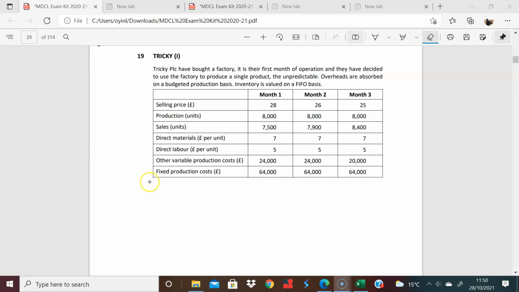Okay, right. So question 19. This is called tricky. It's just a busy question. It's not difficult per se. It's just quite a busy question. So you're given quite a bit of information here.